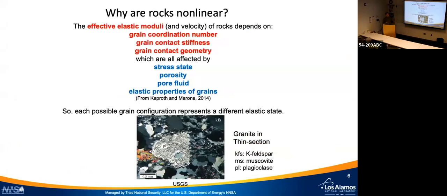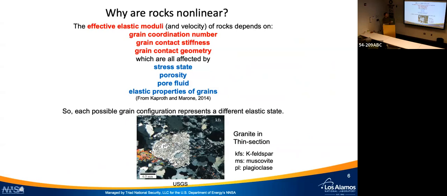So why are rocks nonlinear? I've talked about this already, but the effective elastic modulus is something you'd measure just with a seismic travel time. It's dependent upon all these things: the grain coordination number, that's essentially the geometry of the grains and how they come in contact with each other, the contact stiffness, the contact geometry, which are all affected by the stress state, porosity, pore fluid, and elastic properties of the grains. And so those are the things we often care about: stress, porosity, pore fluids. Those are the things that primarily occur at these internal contacts.